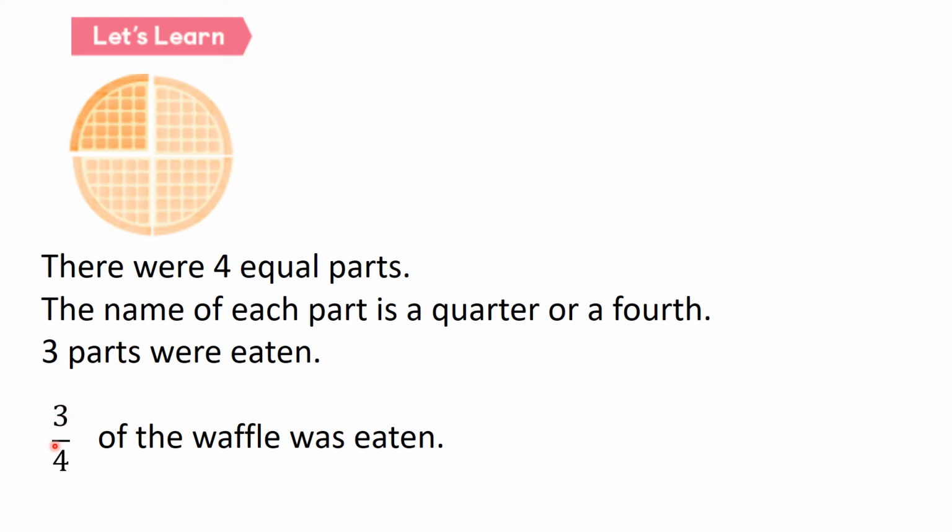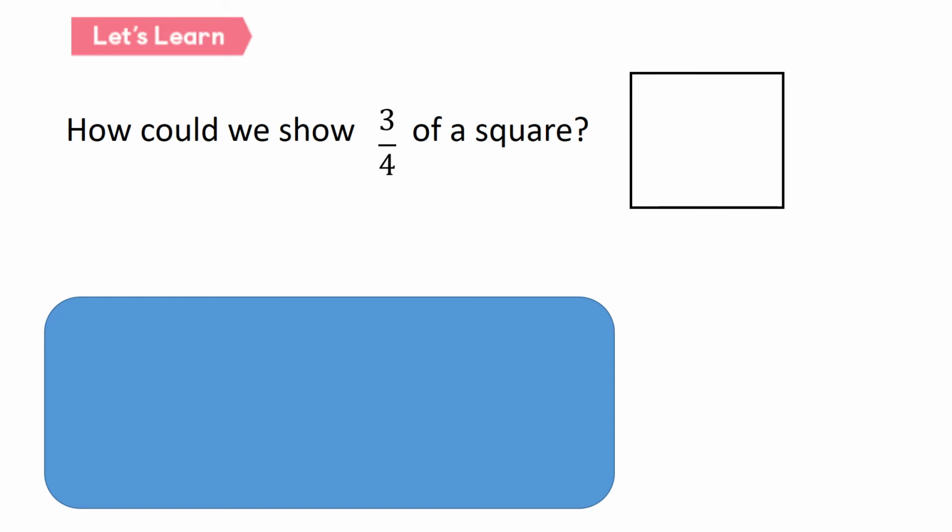So 3 parts out of 4 equal parts of the waffle was eaten. So not only 1/4 was eaten, but 3/4 of the waffle was eaten. So I wonder if we could show 3/4 of a square, like this square over here. How could we show 3/4 of a square?